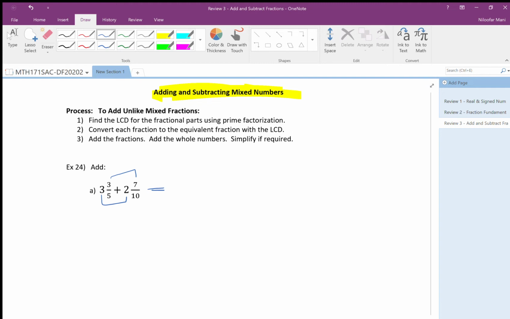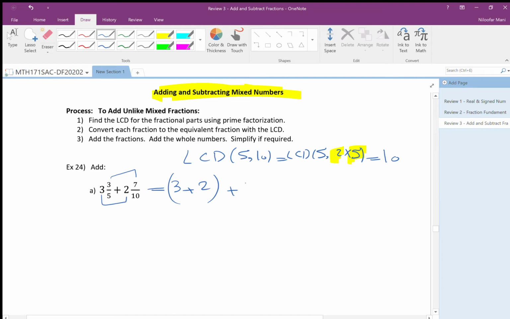So what do you do here? What is the least common denominator between 5 and 10? Between 5 and 2 multiple 5, which is 10. So I have to use 2, I have to use 5, so it is 10. So I have 3 plus 2 plus 3 over 5, and I change 5 to 10, so I multiply by 2. I have to multiply the top as well, plus 7 over 10, no change because it's already 10 in the denominator.